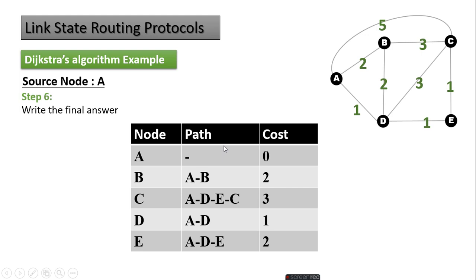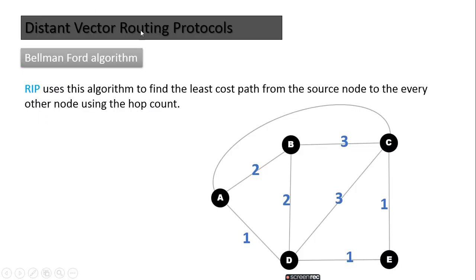Hope you have gotten a clear idea about how Dijkstra's algorithm works. Now, Dijkstra's algorithm is an example of a link state routing protocol. Again, to remind you what are link state, OSPF, BGP, IS-IS, these are link state protocols. But we learn mostly about distance vector routing protocols. So in distance vector routing protocols, we have a different algorithm that is used.